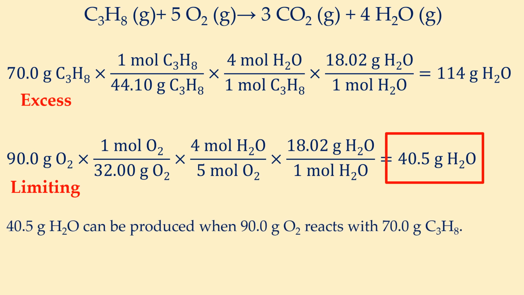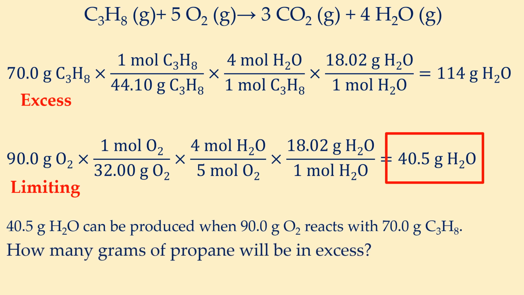So 40.5 grams of water can be produced when 90.0 grams of oxygen and 70.0 grams of propane react, again assuming a 100% yield. How many grams of propane will be in excess? Again, you can pause here and try this calculation.